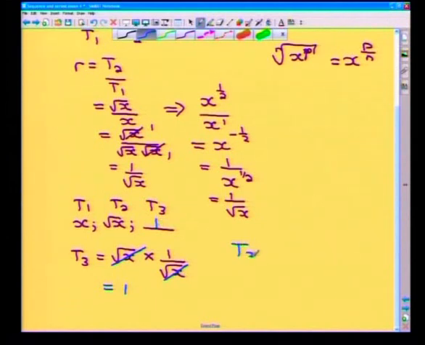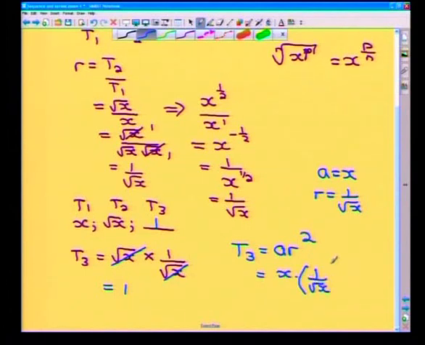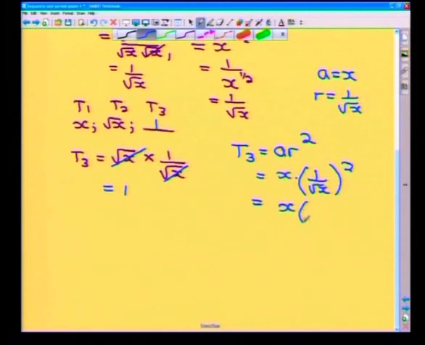If I use the formula, T3 would take the form of ar squared, where a stands for the first term, which will be x, and my r is my ratio, which I worked out earlier on. So it would become x times (1 over root x) all squared, which then gives me x times 1 over x, which cancels and gives me the answer 1. So either way, I get the answer, whether I just do it by taking the previous term and multiplying on, or I use my formula.